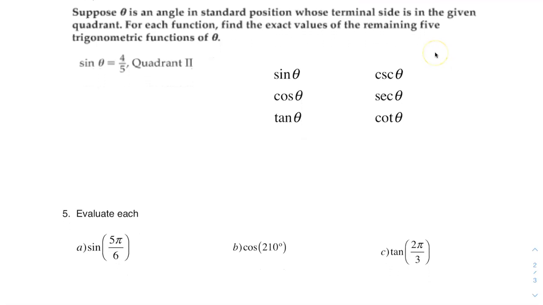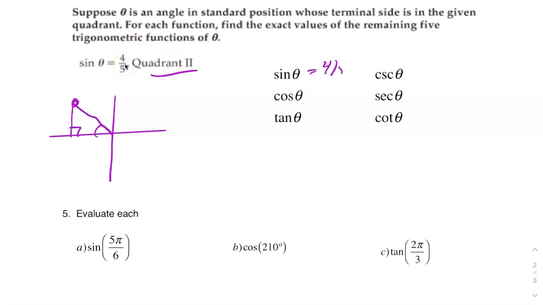Now this is the same idea, but they give you a little more information. It's slightly different. Instead of giving you a point, they let you know what sine is, and they tell you what quadrant it should be in. So let's do that first. Let's draw the correct quadrant. I'm in quadrant 2, so I'm over here somewhere. Just make a triangle, it doesn't really matter. It always goes to the origin and to the x-axis, like that.